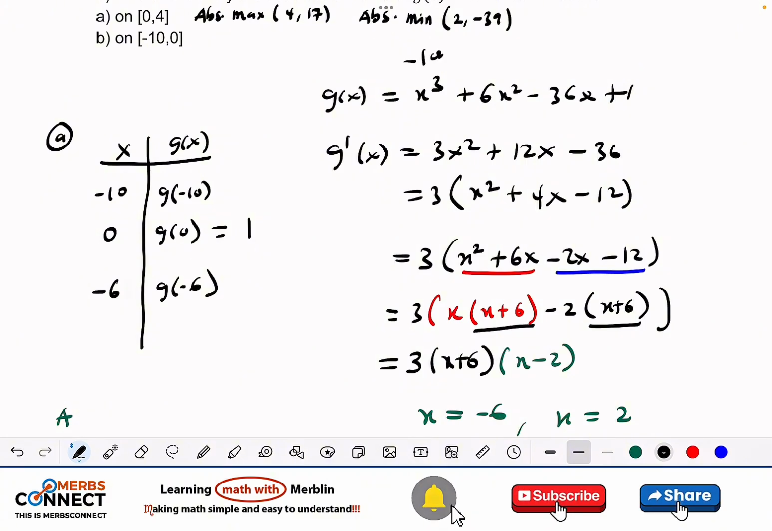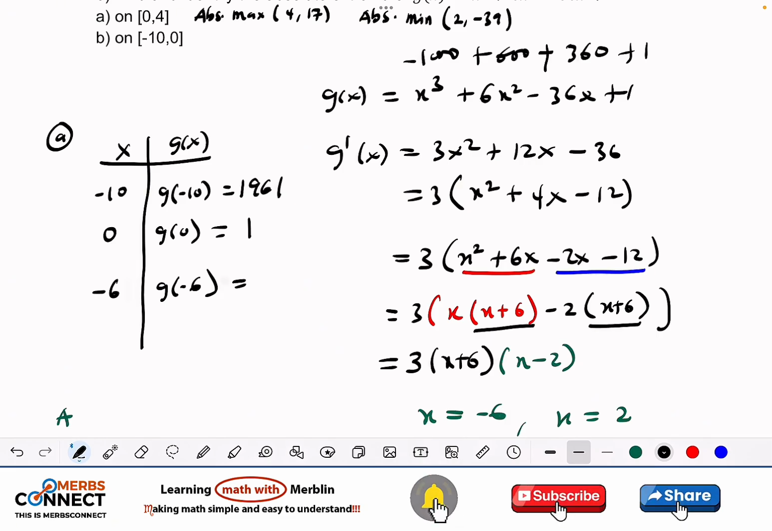Minus 1000 plus minus 10 squared is 100 times 6, which gives us 600. Minus 10 times 36 gives us 360, plus 1. So minus 1000 plus 600 plus 360 plus 1 is going to give us 1961. And then let's plug in minus 6.